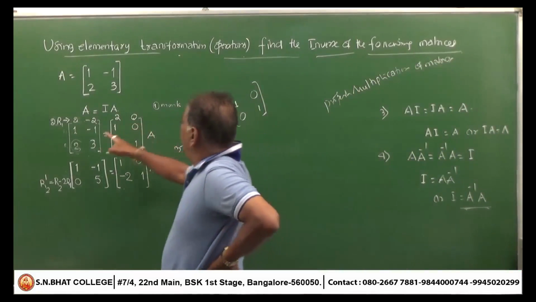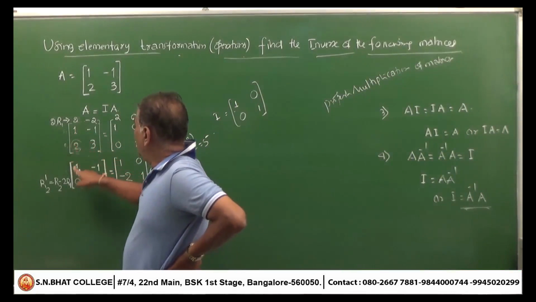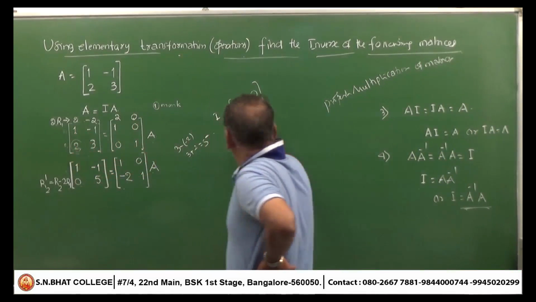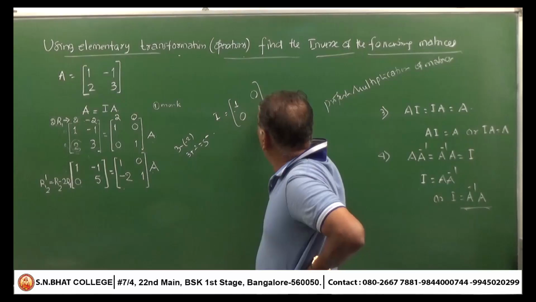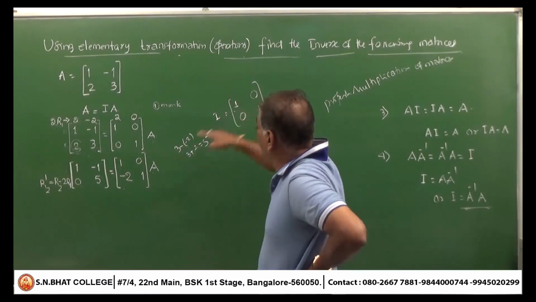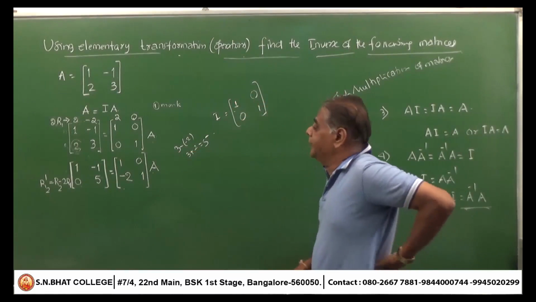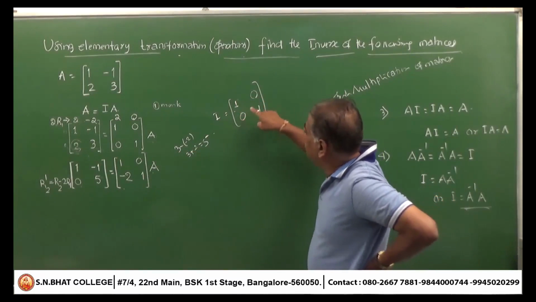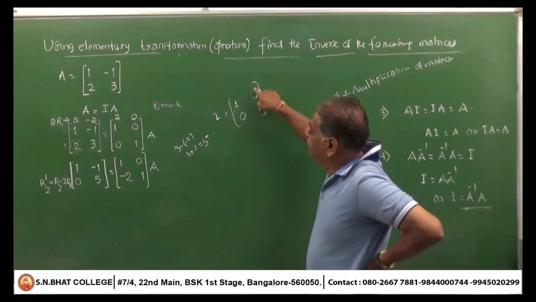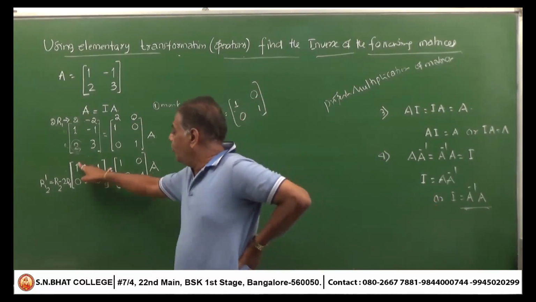First, you have to make 1. Next, you have to make 0. Next, you have to make this one, not this 0 first. 1, 0, 1, 0. In this order only, you have to make the left hand side matrix as an identity matrix. First, you make 1. Next, you make 0. Next, you make 1. Next, you make 0. I got 1 and 0.